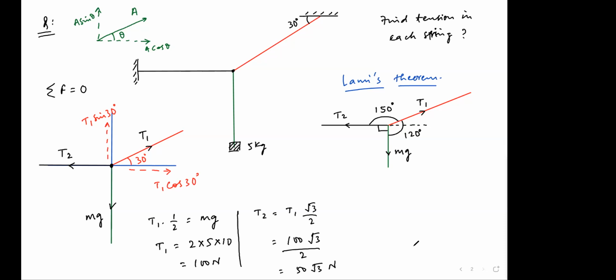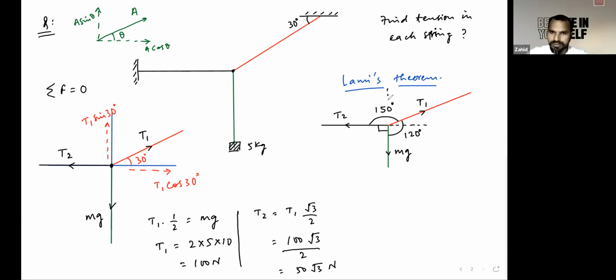Yes, sir. Sir, how did you take 150 degrees again? If you draw a vertical line at this point, this is your 30 degrees, so this must be 60 degrees, and this must be 90 degrees. So 90 plus 60 will be 150 degrees. Is it clear? Yes, sir.